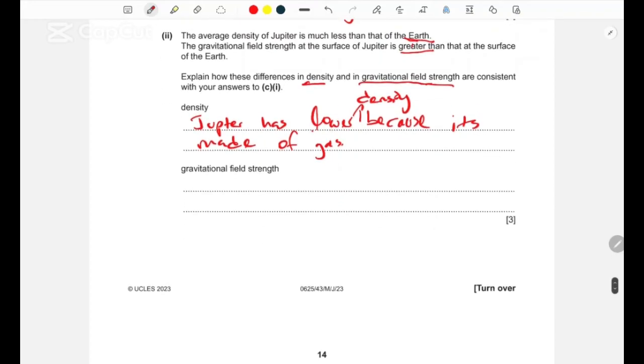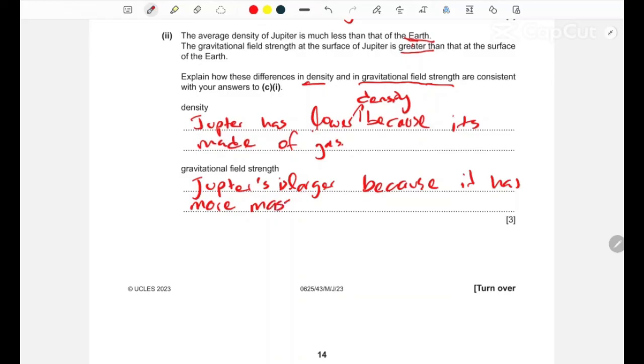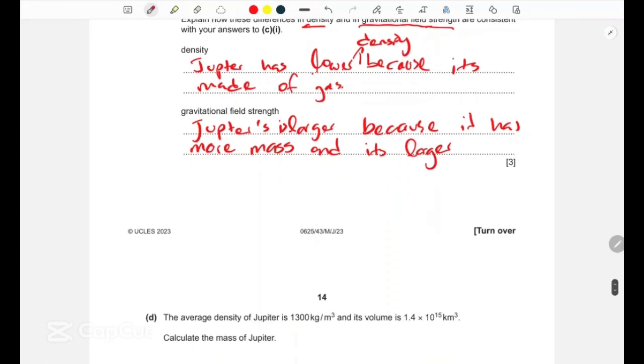And when you talk about gravitational field strength, Jupiter's is larger because Jupiter is bigger and it has higher gravitational field strength, and because it has more mass. It has more mass and it's larger. That's going to be our answer.